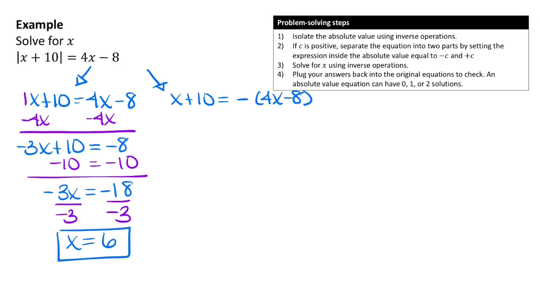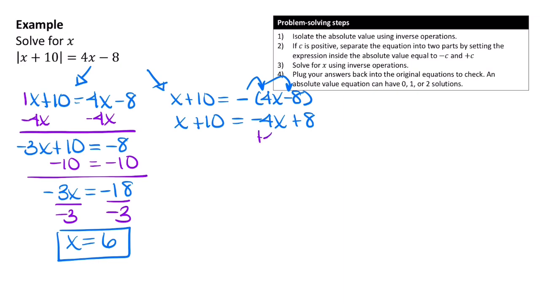Over here on the right, what I need to do is take that negative and distribute it to both terms in order to solve. So I'm going to get x plus 10 is equal to negative 4x, and then that negative makes this a plus 8. So once again, I'm going to gather all my variables on one side.